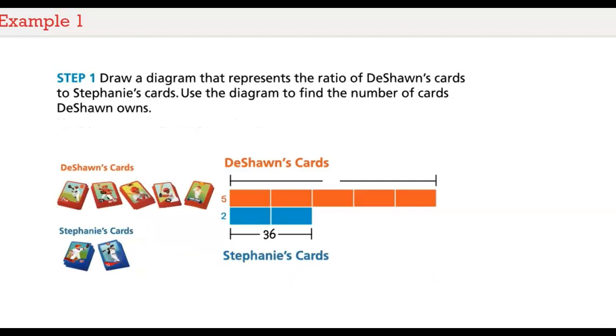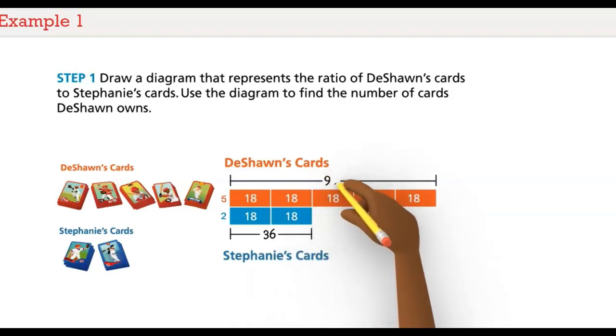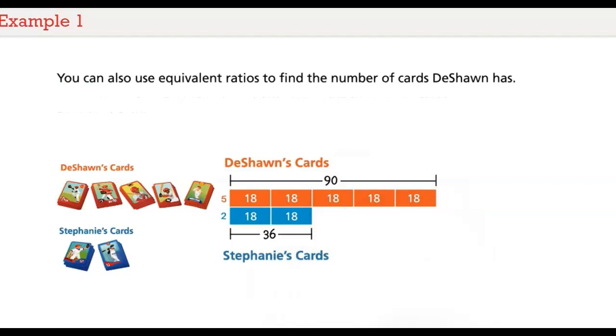Since Stephanie has 36 cards, each stack has 36 divided by 2, or 18 cards. Stephanie has 2 stacks of 18, so Deshaun has 5 times 18, or 90 cards. You can also use equivalent ratios to find the number of cards Deshaun has.